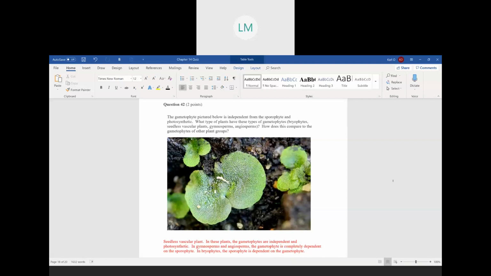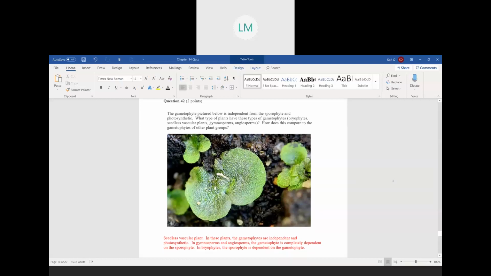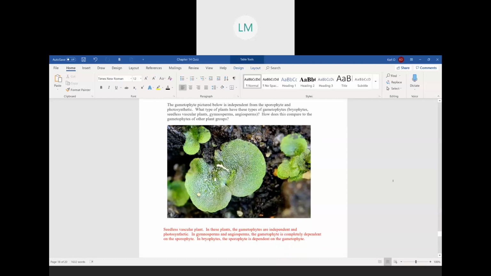When we see our later plants like gymnosperms and angiosperms, our gametophytes are not independent. They are dependent on the sporophyte for everything. But with our seedless vascular plants, we're kind of in the middle there with our independent gametophyte. So this is a seedless vascular plant. In these plants, the gametophytes are independent and photosynthetic. In gymnosperms and angiosperms, gametophyte is dependent on the sporophyte, and in bryophytes, sporophyte is dependent on the gametophyte. So this is just kind of in between.